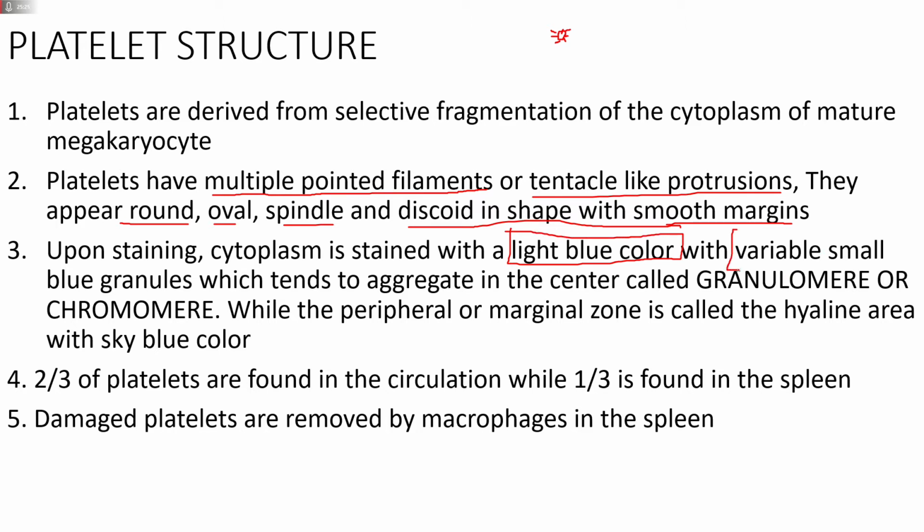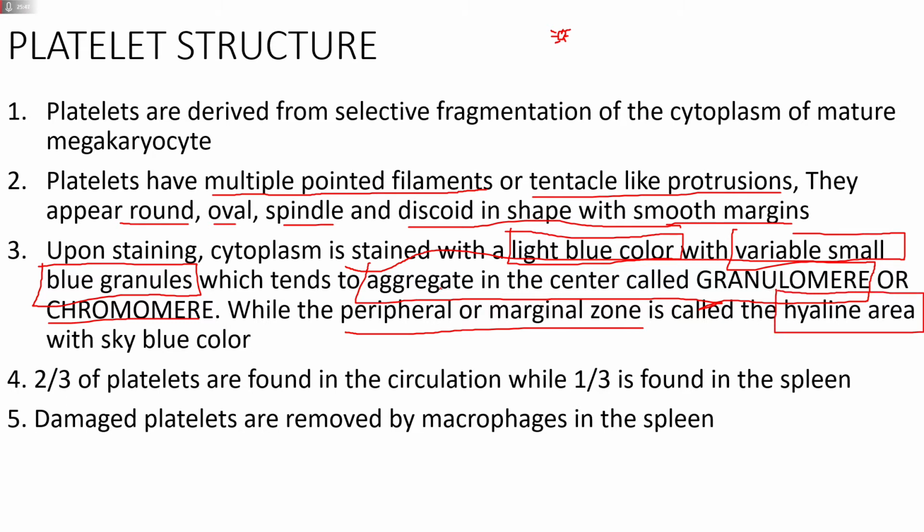Light blue in color with variable small blue granules, which tends to aggregate in the center called granulomere, also known as your chromomere, while the peripheral or marginal zone is called the hyaline area with a sky blue color. So to simplify this class, your platelets have two zones. The first one would be your granulomere, also known as your chromomere.